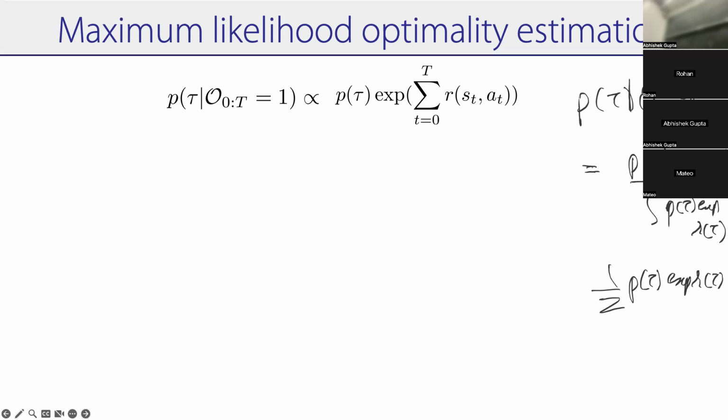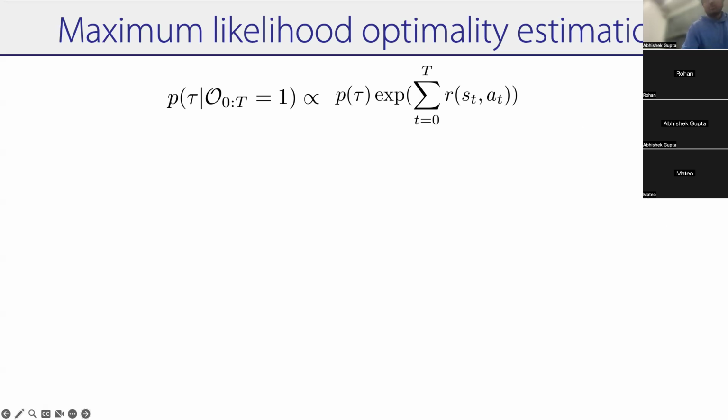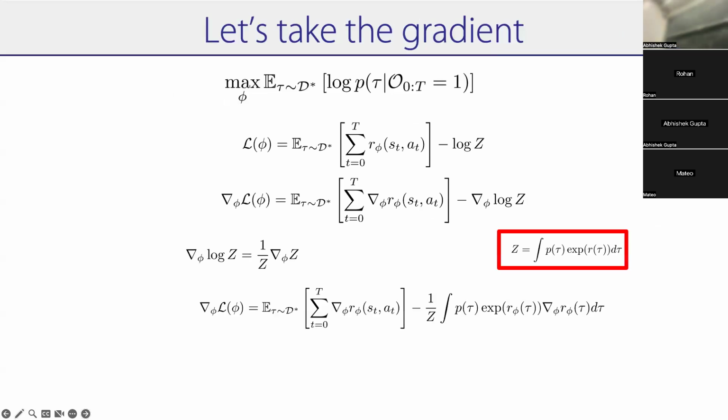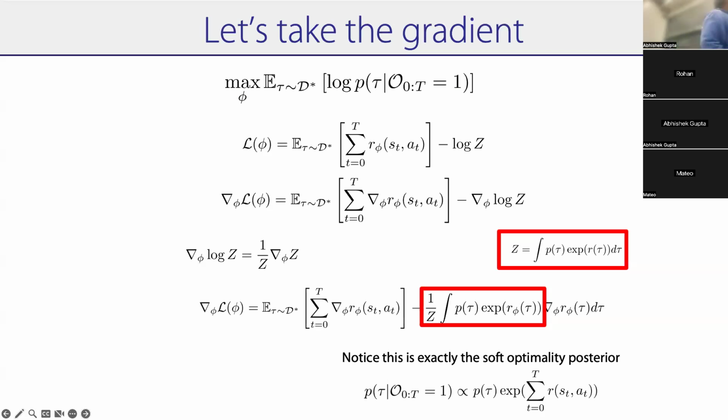So what that means is that if I go back to my expression here, this thing is equal to P of tau given optimality. So it's equal to your posterior, but under your current reward function phi. Let's transform this and it'll become intuitive in a second. The important part is that the posterior is proportional to P of tau times x bar tau divided by z, which is the integral of P of tau x bar tau.